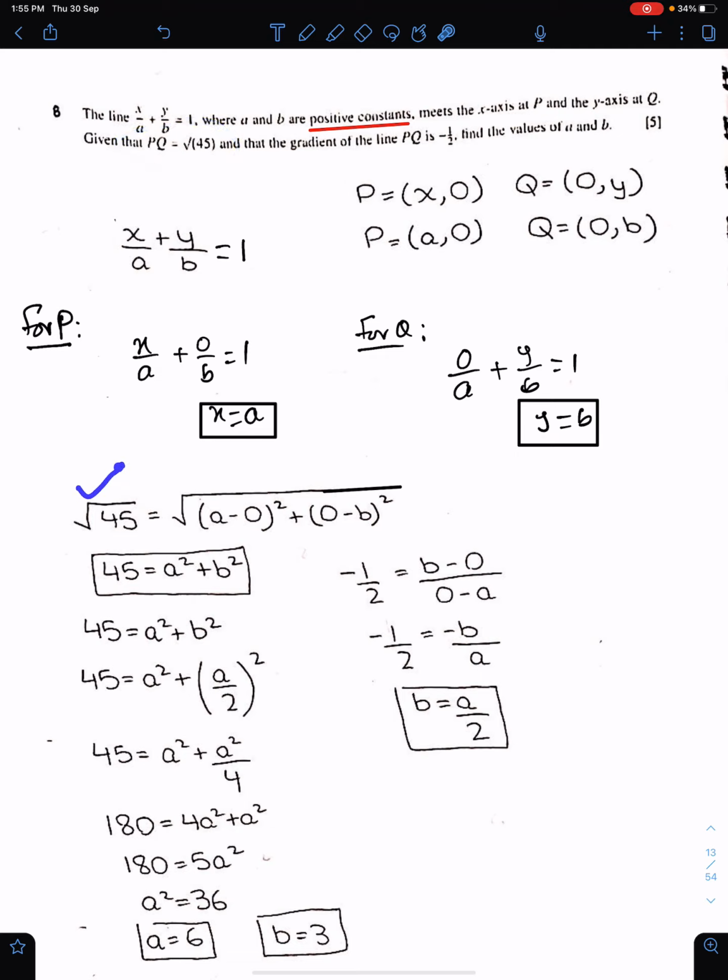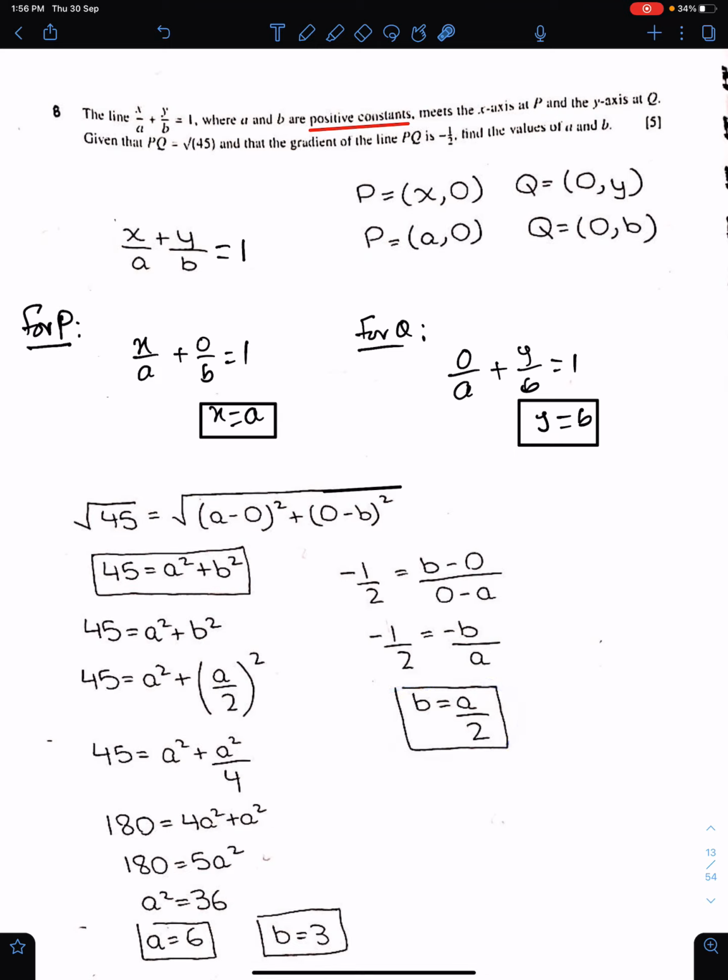Distance PQ is under root 45, and this will become a square plus b square. When you remove the square root, you'll get this equation. This is equation number 1. Now form equation number 2 with the help of the gradient of PQ. When you find the gradient of these two points, you'll get this thing. Equate this with minus half, and this is equation number 2.